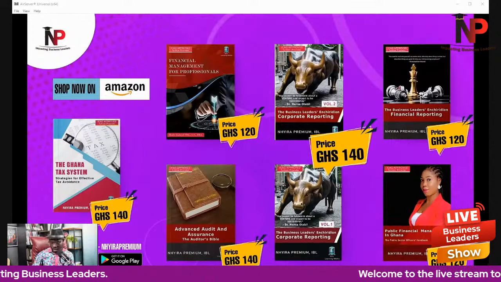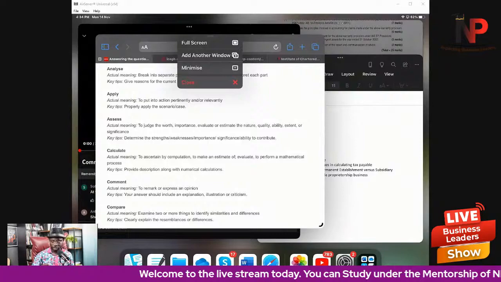So going into the exam hall, what are the verbs that the examiner is going to be using and how do we answer the question? Because if you go into whatever paper that you are writing, let me bring up my screen in a moment and then give you an example of what I'm trying to say here. Let me make this a full screen. So let me give you an example of what I'm trying to say here.